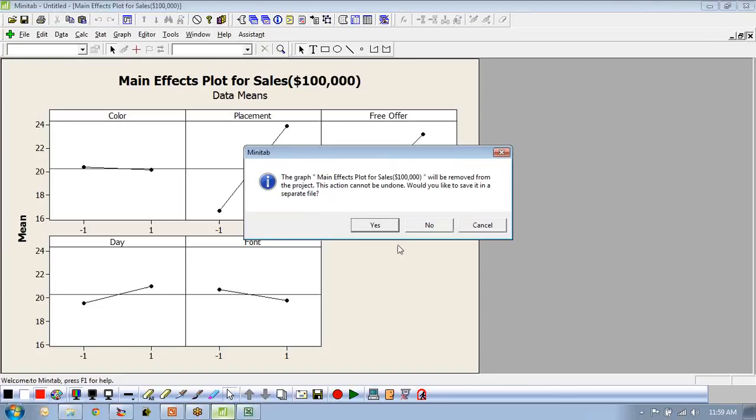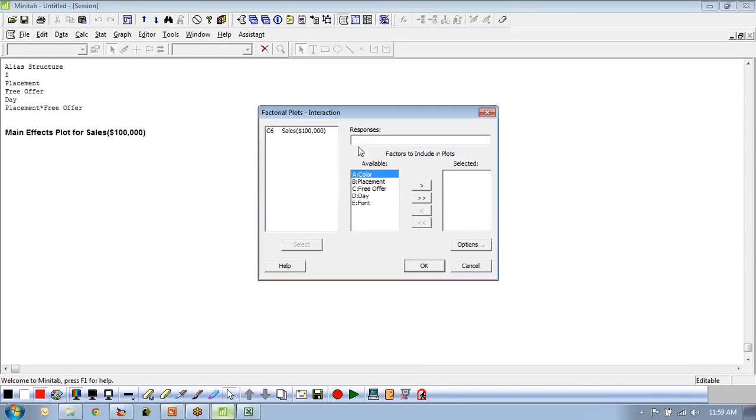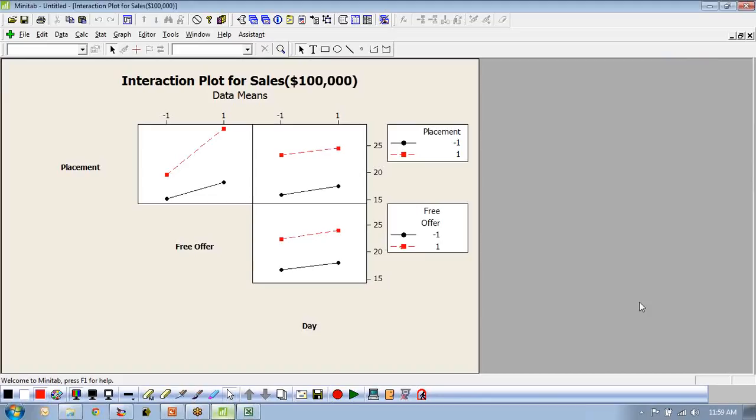But the interaction plot is actually kind of interesting. I'm going to look at sales again. In this case, we want to look at placement, free offer, and day as well, because it came out not significant. So you can see in this case where they're sort of parallel, like right here, this is placement and day. No significant interaction. The same effect of going from minus one to plus one on day, on placement, right? Here's day, minus one to plus one. It's the same for the plus one placement or the minus one placement.